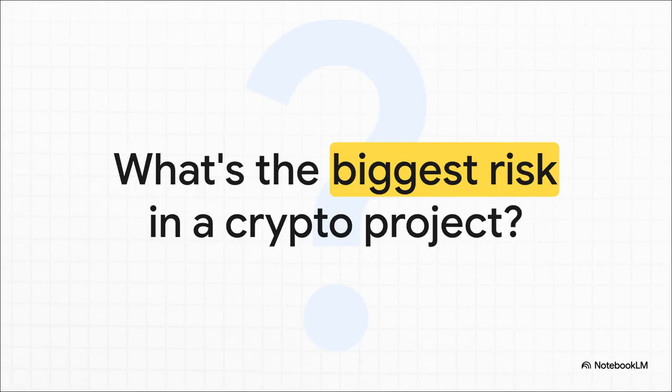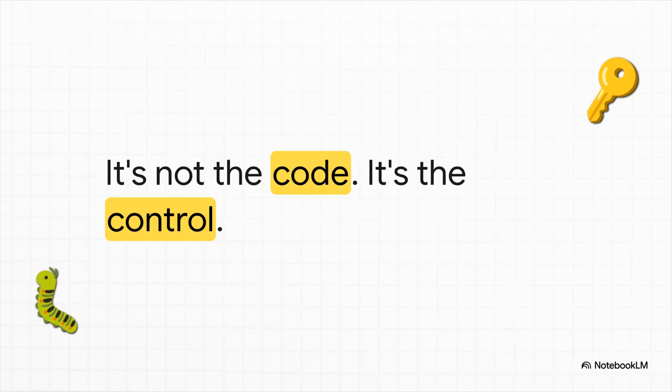When you look at a new crypto project, what do you think the single biggest risk is? Is it some genius hacker finding a clever exploit? Or maybe a hidden, catastrophic bug buried deep, deep in the code? Well, you might be surprised to hear this, but most projects don't fail because of a bug. Nope, they fail because of a breakdown in control.